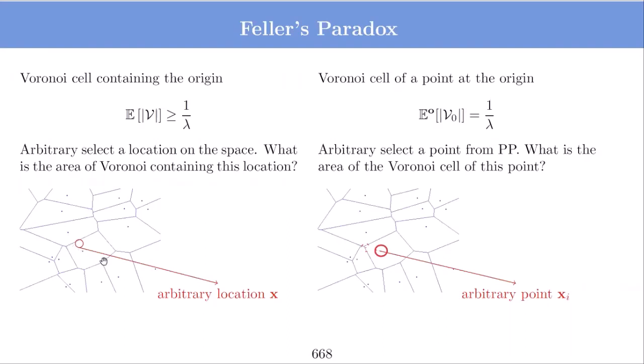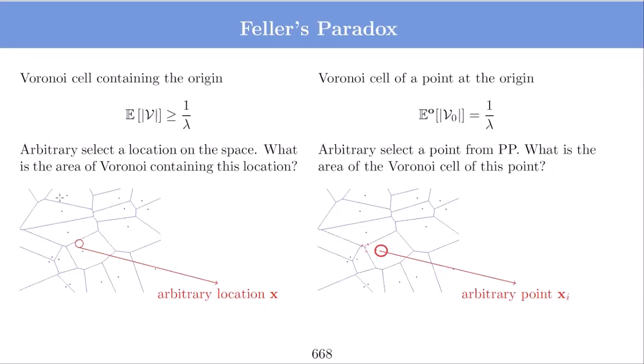Here I am selecting a random location. So of course there is a higher chance that you will select a location or a user in the larger Voronoi cell. So when you compute the average, you will have a higher bias of selecting the bigger cell. So of course, the average cell a typical user will see is bigger.